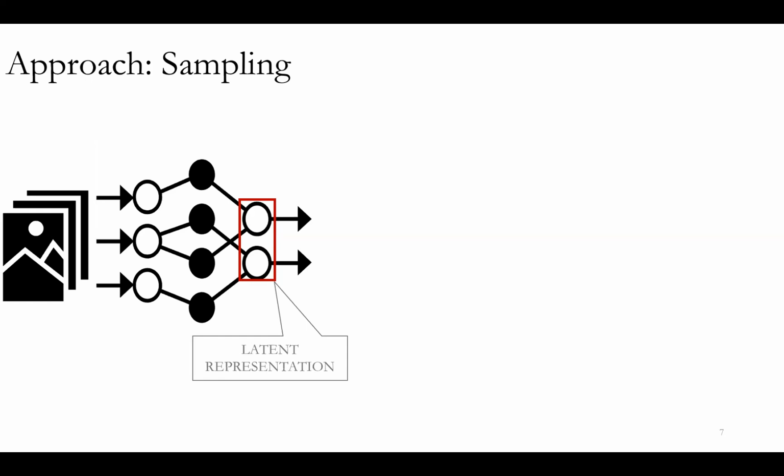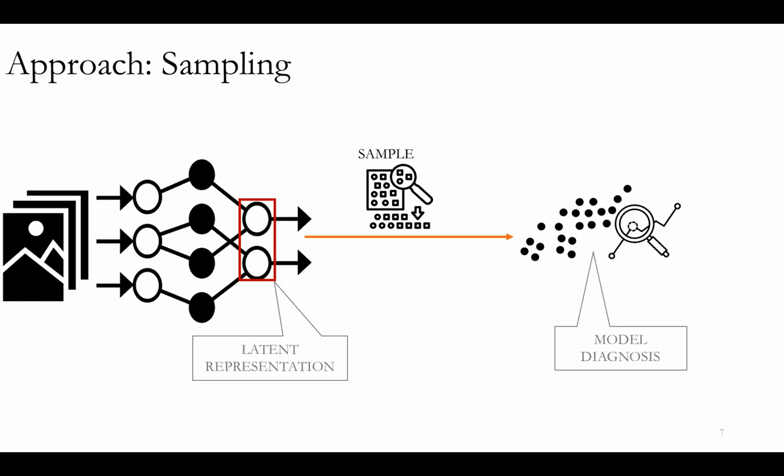We pick the latent representation from the last hidden layer and utilize it to create a sample. We utilize the sample then to diagnose the model. Since now we are dealing with a much smaller fraction of the data, we can pre-generate the artifacts and achieve interactive query times.